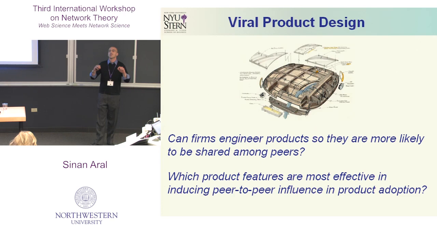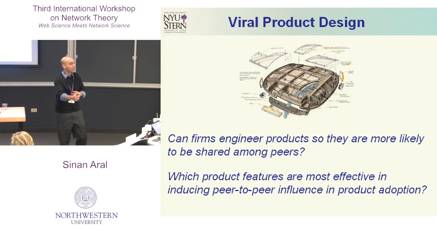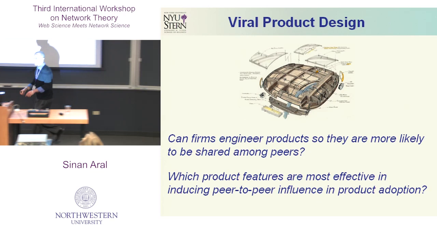A lot of the contagion studies that you've seen are about looking at a product and seeing how it diffuses over the network and whether the adoption is contagious. We want to go a step further and say, don't take an existing product like a shoe or an iPhone, but before you design the product, can firms design products so that they're more likely to go viral? Can they build the product in a way that's more likely to create peer influence in the diffusion process? And if so, which product features are the most effective in inducing peer-to-peer influence?